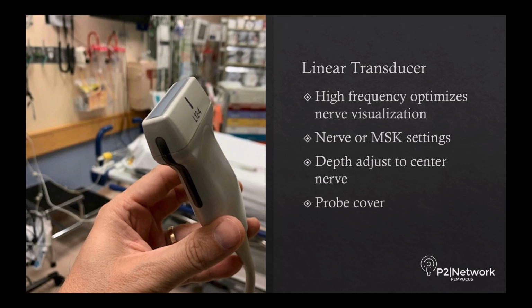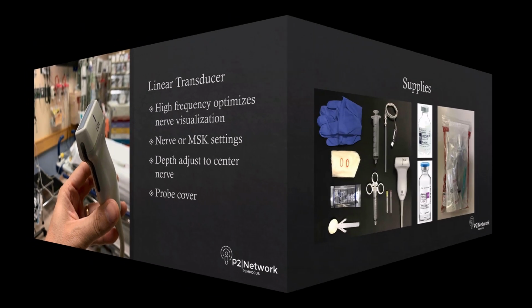When performing your posterior tibial nerve block, you want to make use of the linear transducer. The high frequency with the linear optimizes your nerve visualization. You typically want to use a nerve or MSK settings. Your depth should be adjusted such that your nerve of interest is sitting approximately midfield, and it is our practice to make use of a probe cover when performing regional anesthesia.